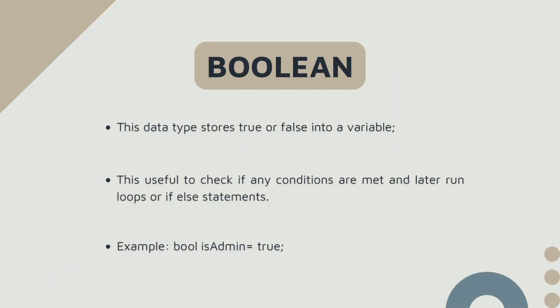Okay, so Boolean is another variable type where you store true or false into a variable. This is useful to check if any conditions are met, and later on we'll use them for loops, if-else statements, stuff like that. An example being bool is admin equals true to make sure a condition is met or something's true or false.